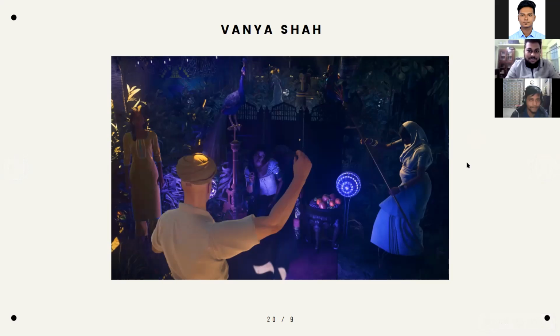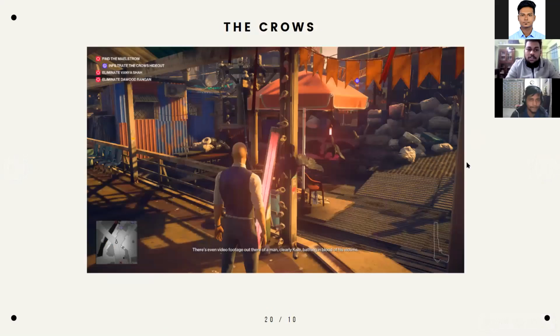Okay. The next thing is the Crows. Now, the Crows are a gang led by this elusive person called the Maelstrom. Now, they're named the Crows, it's fine. But if you can see right here, these are literal crow skulls and dead crows hanging from here. Seriously.